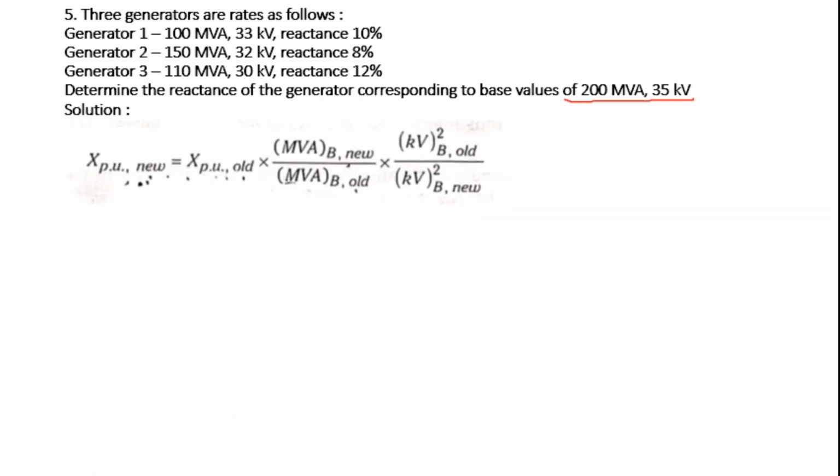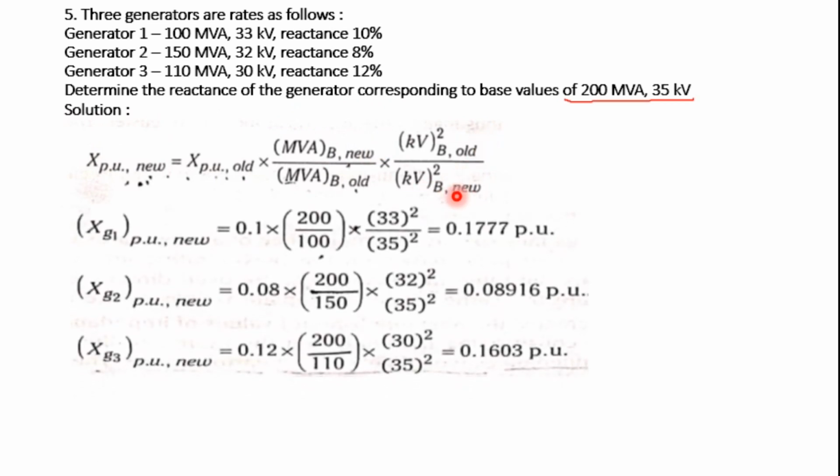So let's see, we know that the equation says x per unit new is equal to x per unit old times MVA base new divided by MVA base old, times kV base old squared divided by kV base new squared. This is the equation we already derived, so you need to remember it. Substitute those values.